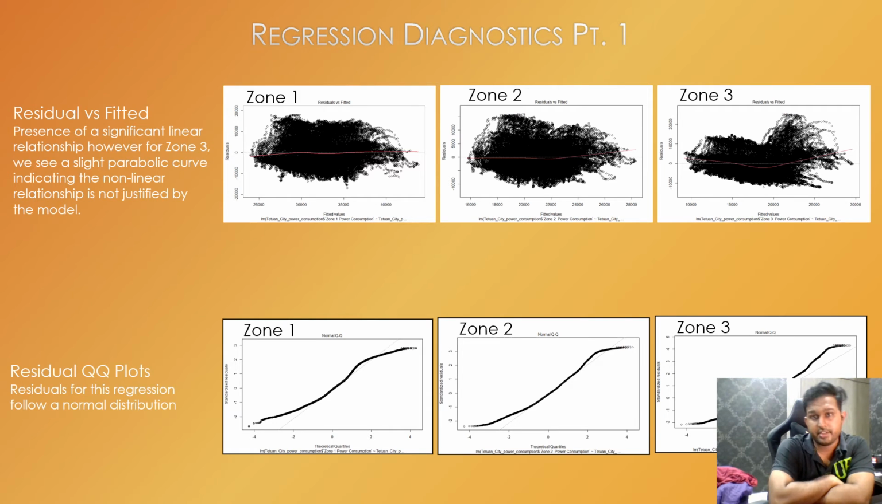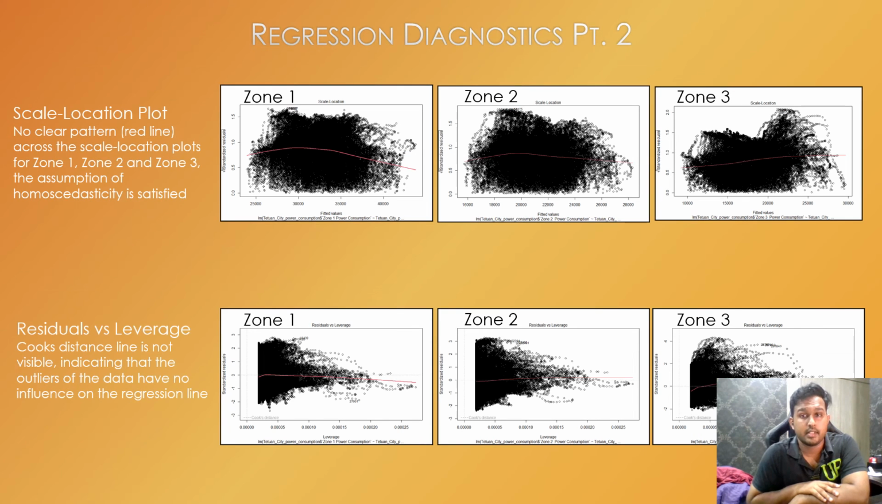Here we can see the regression diagnostic that we've run for the first section of residual versus fitted. We can see that it does follow a linear relationship. However, with the exception of zone 3, which is not supporting our model due to the parabolic curve, we can say that we could probably disregard it. And for the residual QQ plots, we can say that our residual values follow a normal distribution. Looking at the second part of regression diagnostics, we can see the third plots that we have generated of the scale location plot. So what this does is that for the red line that has no particular shape, it does say that homoscedasticity is satisfied for this regression.